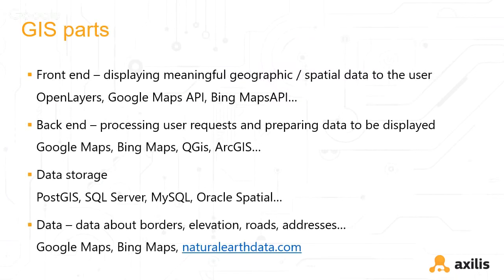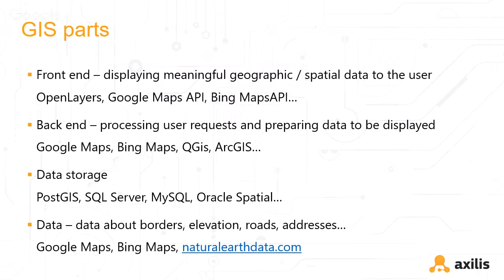And how can we split the system? We can split it in 4 parts. So we have the front end for displaying meaningful geographic spatial data to the user. You can use libraries such as OpenLayers, Google Maps API, and Bing Maps API. I'm going to be talking about OpenLayers because that's what I used.